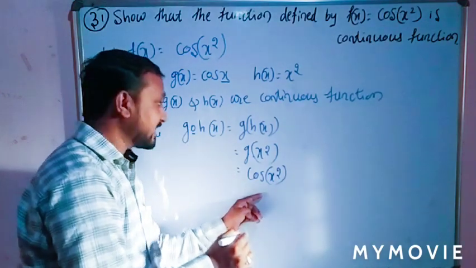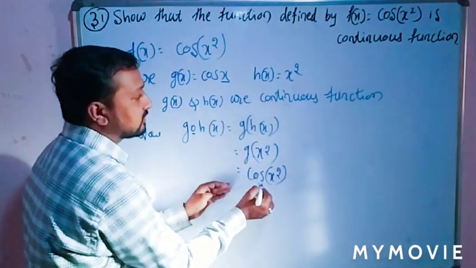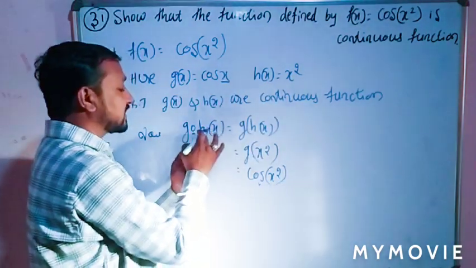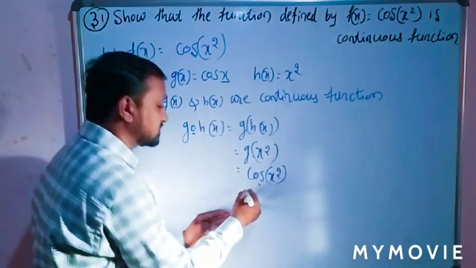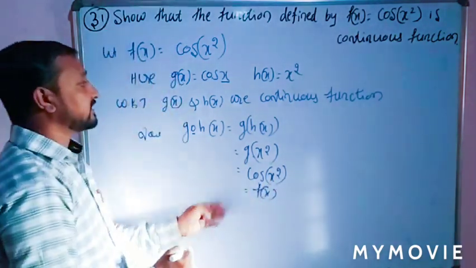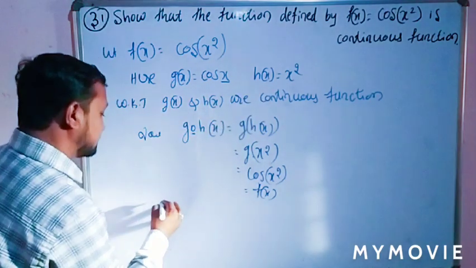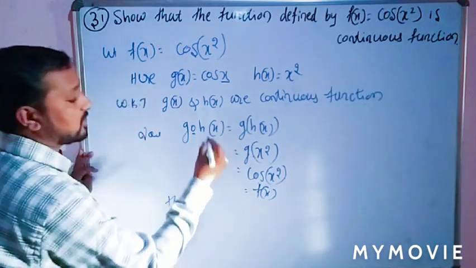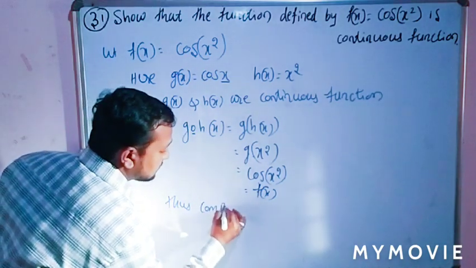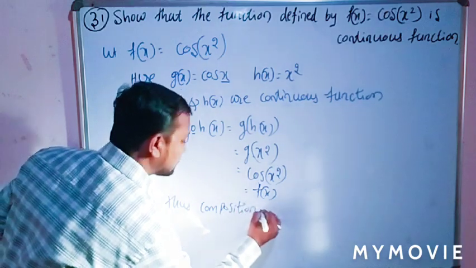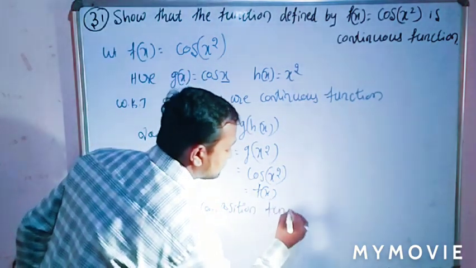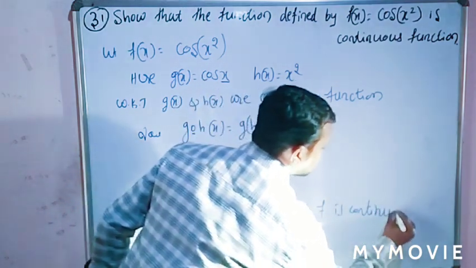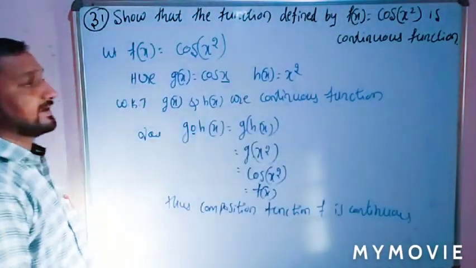Is that clear? See that? So this is the combination of two functions g of x and h of x. So g composition h of x equals cos x square. So this is your f of x. Is that clear? Here g of x and h of x are continuous. Thus the composition function f is continuous. F is a continuous function. Very easy method it is.